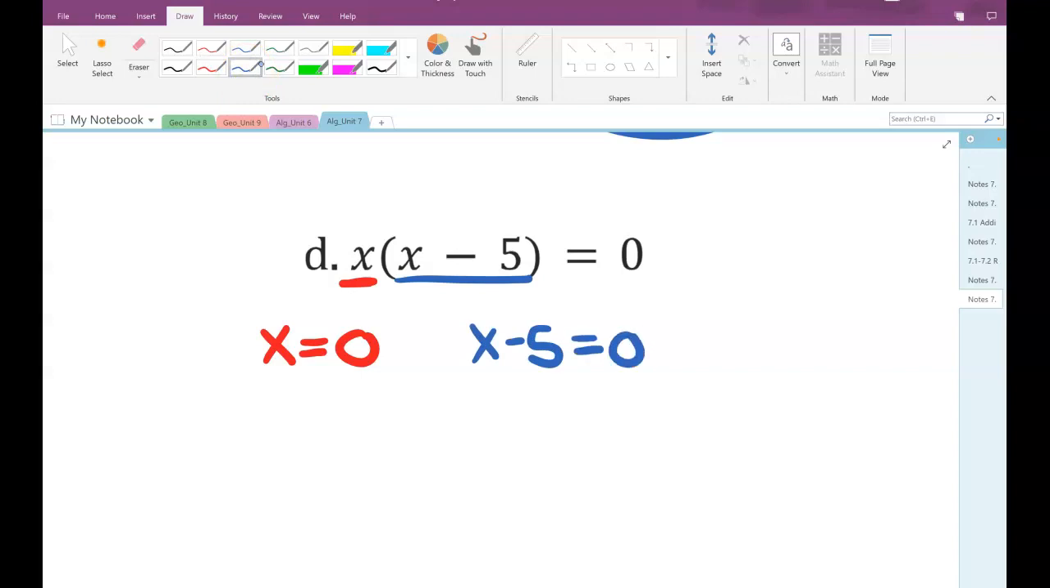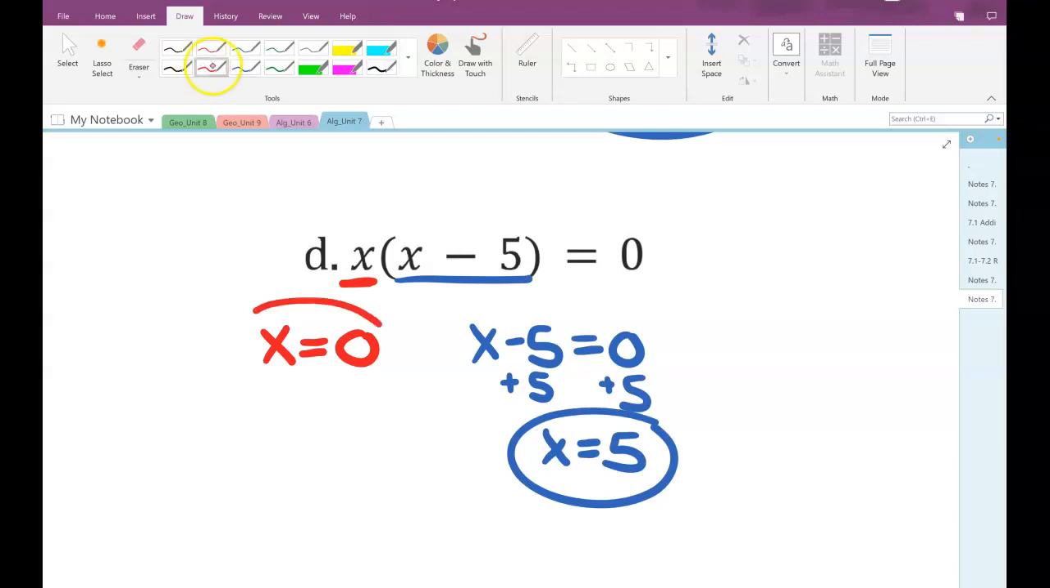We just have to do one extra step to solve. We have to add 5 to both sides. So x is equal to a positive 5. There's our second answer. You can always go back in and check. You should always be plugging them in and seeing, does it get back to 0 when I plug it in?